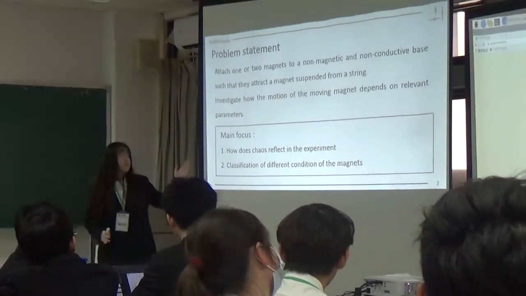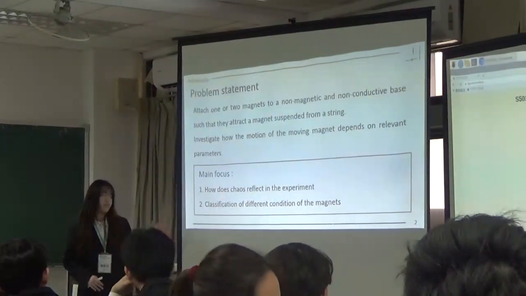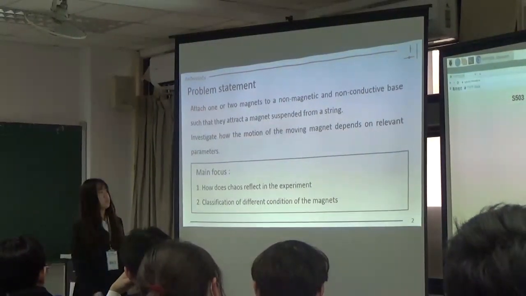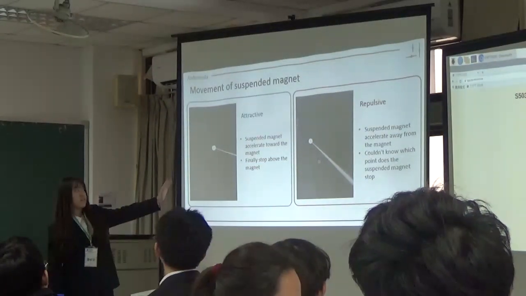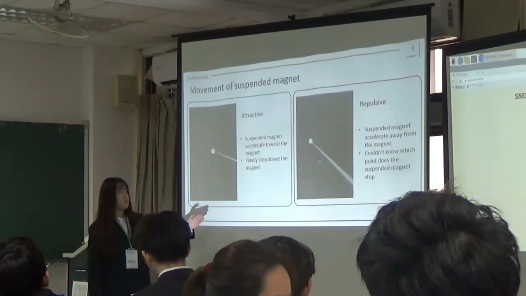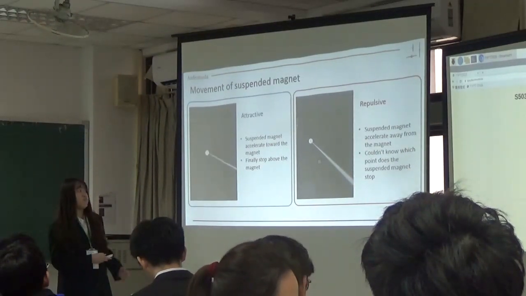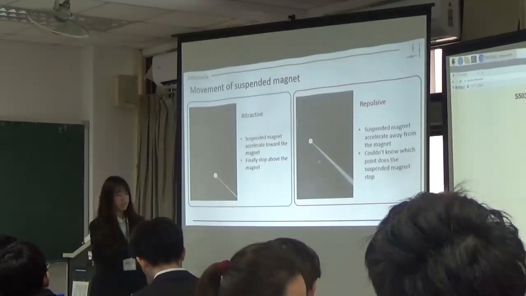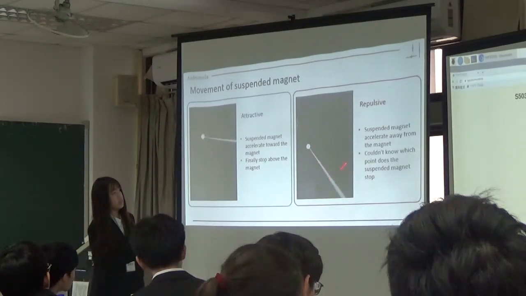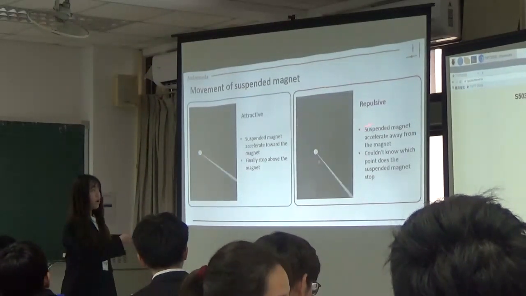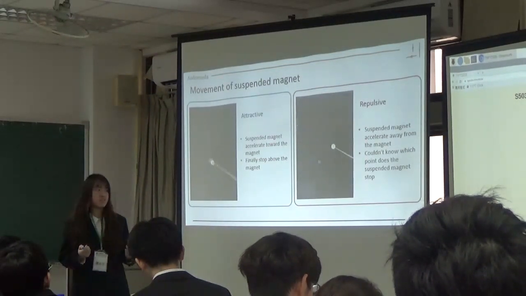In this experiment, we mainly focus on how chaos reflects in this experiment and the classification of different conditions of the magnets. Firstly, let's start from the observation. On the left side is the attractive one. From this video, we can see that the suspended magnet accelerates toward the magnet and will finally stop above the magnet. And the right side is the repulsive one. In this video, we can see that the suspended magnet accelerates away from the magnet, and we couldn't know which point the suspended magnet stops.